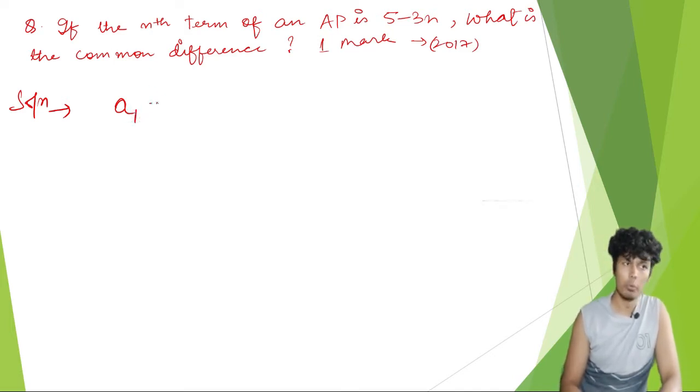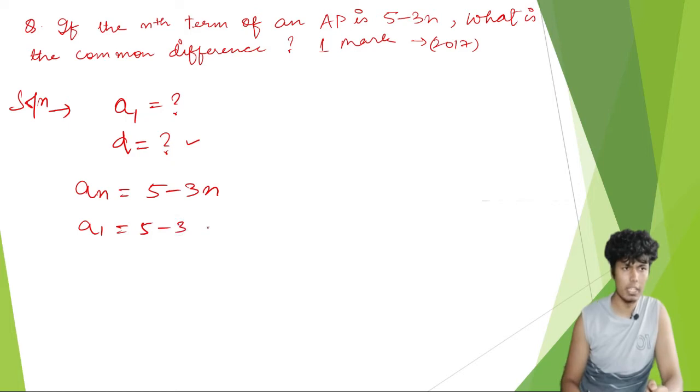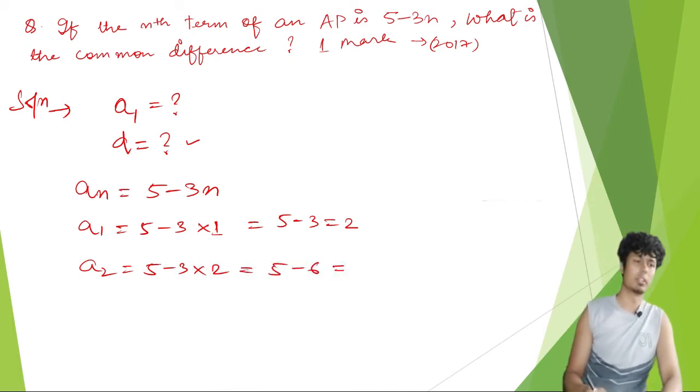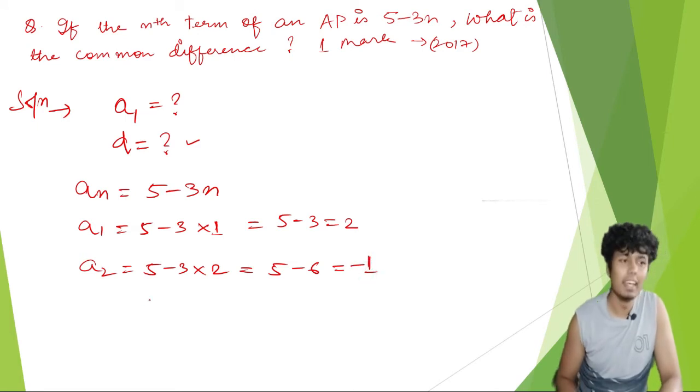a1, we do not know. Do you know the value of d? We do not know. We need to find the value of d. So an is given as the nth term, that is 5 minus 3n. So a1 is 5 minus 3 into 1, 5 minus 3, it is 2. Let us find a2 also. 5 minus 3 into 2, 5 minus 6 is equal to minus 1. Let us find a3 also, for security purposes. It is not necessary, but let us find it.